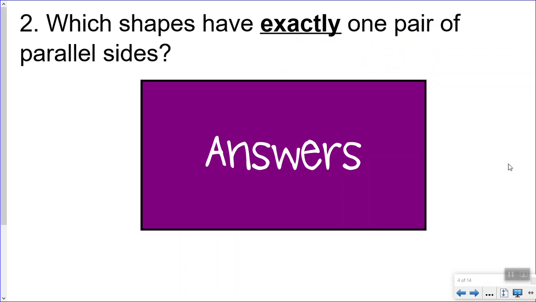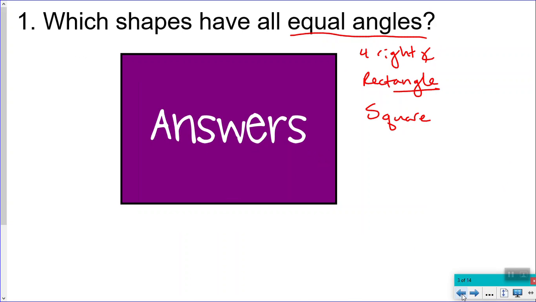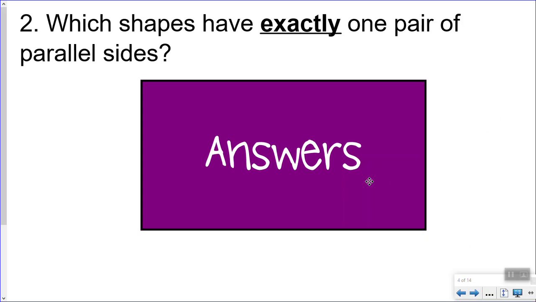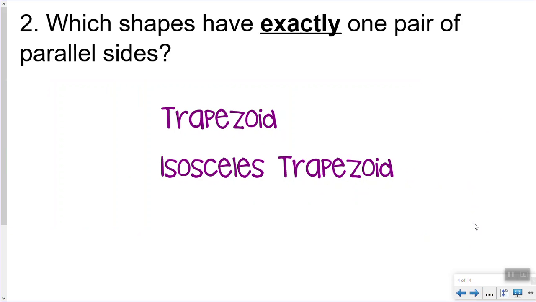Next, we want to know which shapes have exactly 1 pair of parallel sides. So if we go back to our diagram here, parallelogram is 2 pairs of parallel sides. Trapezoid was just 1 pair, so everything in the trapezoid family has 1 pair of parallel sides. So that means our answer here would be trapezoid and isosceles trapezoid.